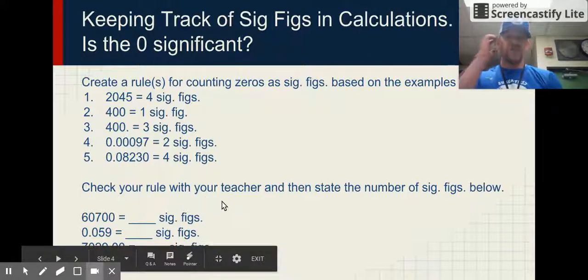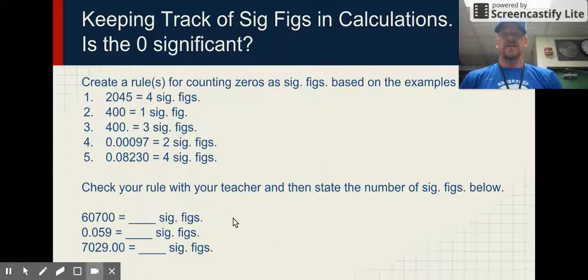So answers for the thing below here, this one would be 3. The 2 ending zeros don't count. This would be 2. The 2 beginning zeros don't count. And then hold off here for just a second. Let that go away. There we go. This is 6, this bottom one. The 7, the 2, and the 9 count. The 0 in between the 7 and the 2 count. The 2 at the end also count because, again, decimal point. All right.